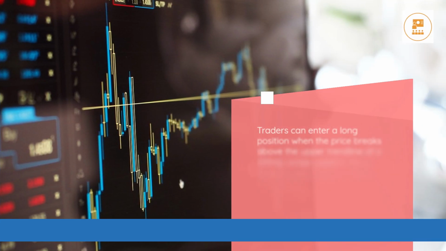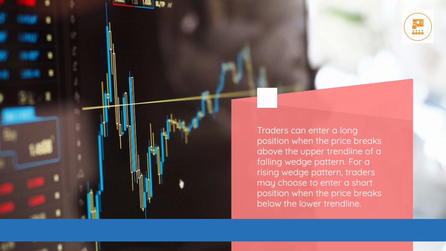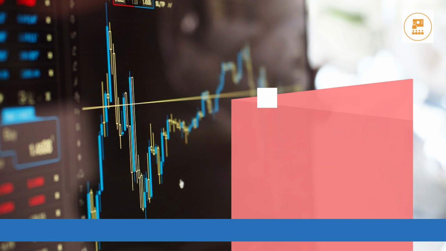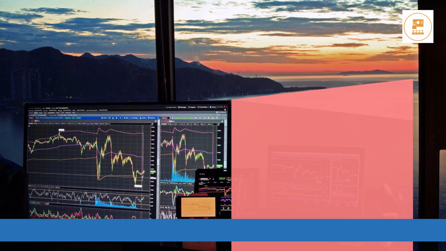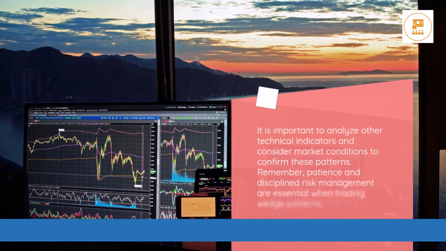Traders can enter a long position when the price breaks above the upper trend line of a falling wedge pattern. For a rising wedge pattern, traders may choose to enter a short position when the price breaks below the lower trend line. It is important to analyze other technical indicators and consider market conditions to confirm these patterns.